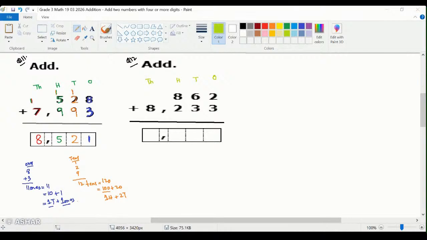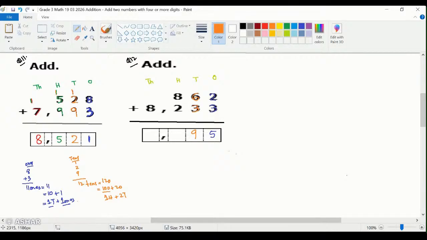Let's add the ones. How many ones do we have? See, we do not have to worry unless and until it exceeds 10. If it exceeds 10, then only we need to carry. But if it's a number like in this case, 2 plus 3, a number less than 10, we write it directly. 6 plus 3 was 9, a number less than 10.